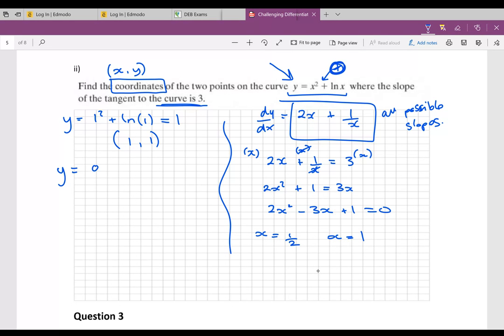And y is 0.5 or 1/2 squared plus ln 0.5. You'll have to put that onto the calculator and it's minus 0.44. So 1/2 and minus 0.44.